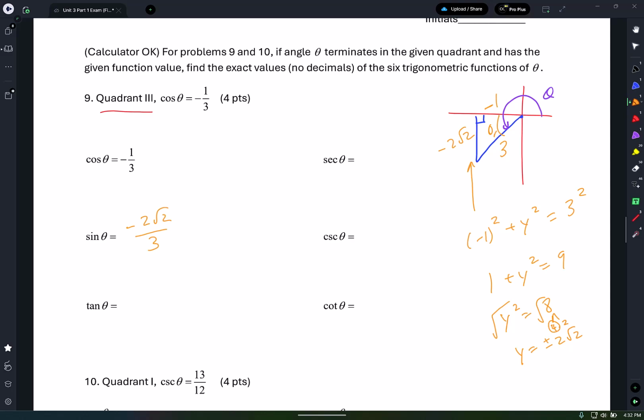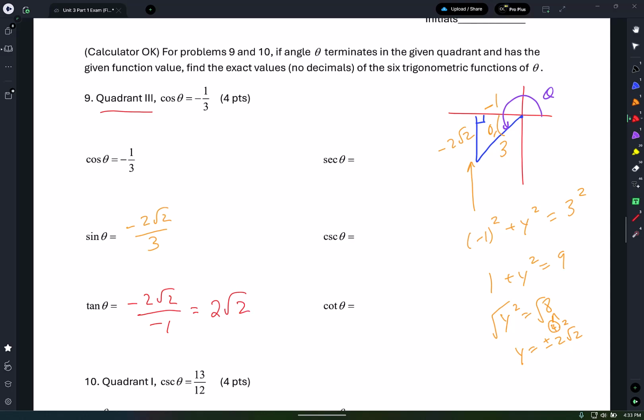Does that make sense or no? Yes. So opposite, so here's the reference. Opposite, hypotenuse. So opposite over hypotenuse. Negative divided by positive is a negative. There it is. Then tangent is opposite over adjacent. Negative 2 square root of 2 divided by negative 1. Negative divided by negative is a positive. You could have also left it as square root of 8, but 2 square root of 2 is the better answer.